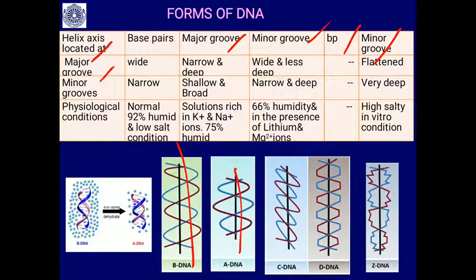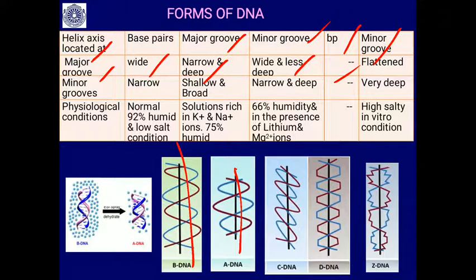So what is the nature of the major groove? In B DNA it is wide, in A DNA it is narrow and deep, and in C DNA it is wide and less deep. And we don't know about this one because there is not much difference between major and minor groove. It is not forming major and minor.